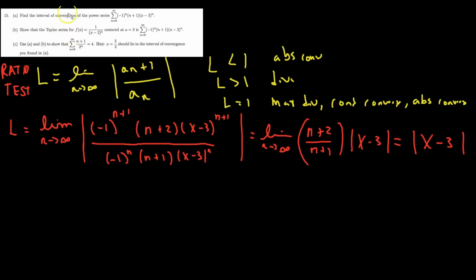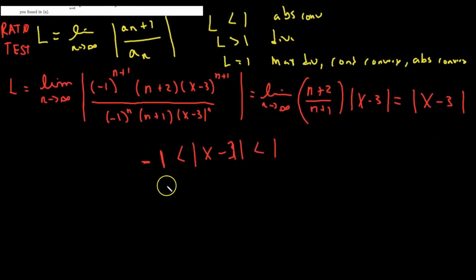So, the question's asking us for the interval of convergence, and it will only converge if L is less than 1, so absolute value of x minus 3 has to be less than 1. And what we usually do in power series interval tests is make it go from negative 1 to 1, and now we're going to isolate x. We'll bring over this 3 to adjust each side. So x has to be greater than 2 and less than 4.